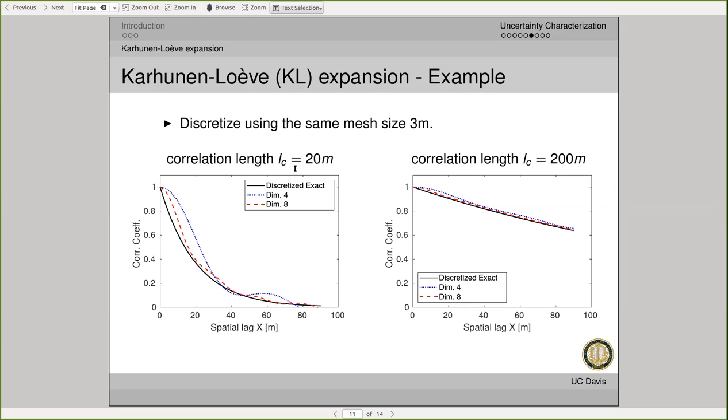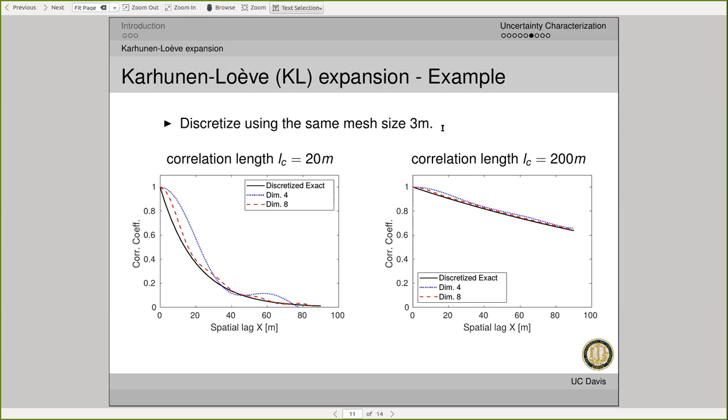As you can see, the exact discretized correlation. If we have a very short correlation length, your correlation is going to decay very fast. That means that if we have one measurement at location 0, you basically cannot make any inference at, say, location 80 meters, because they are almost not correlated at all. Your random field is very independent in terms of different locations.